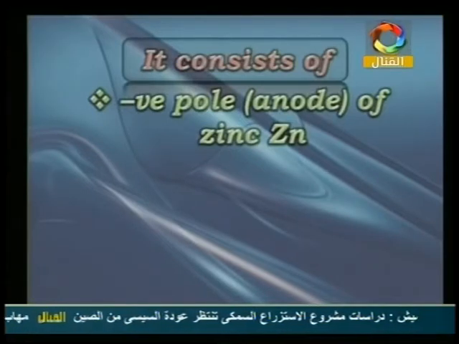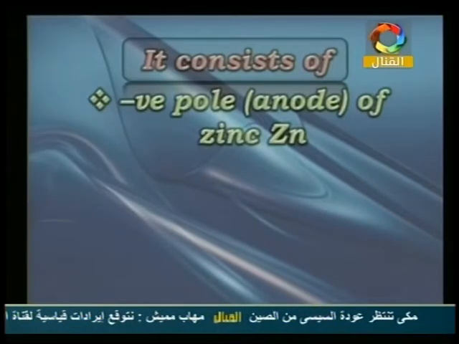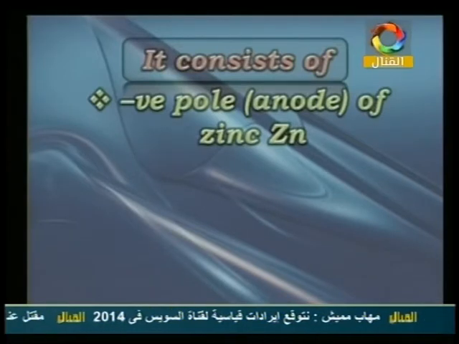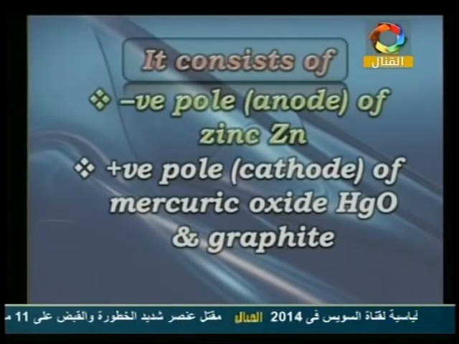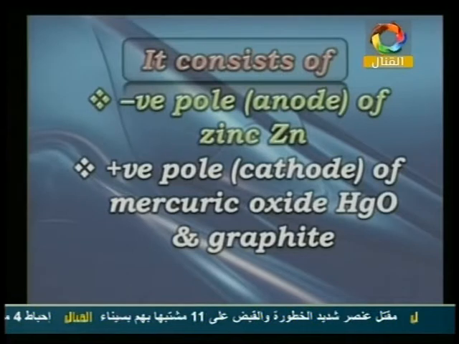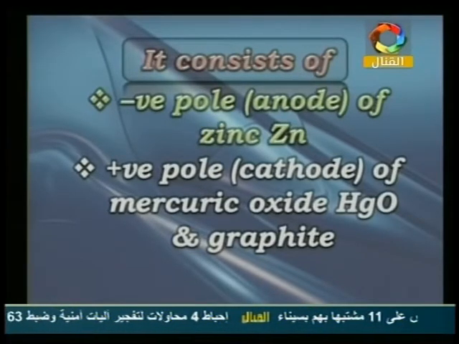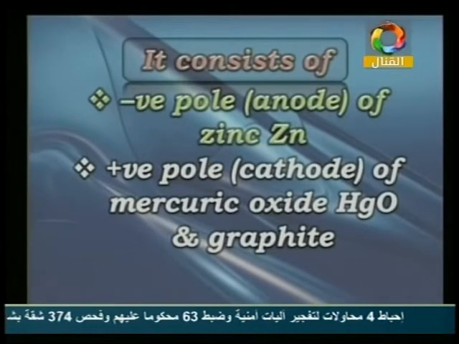So here we have the negative pole that is called the anode. It's zinc, like the dry cell. Its anode is zinc, the negative pole. Here we have the positive pole, the cathode, made of mercury oxide. It's a new compound here. The positive pole or cathode is made of mercury oxide and graphite.